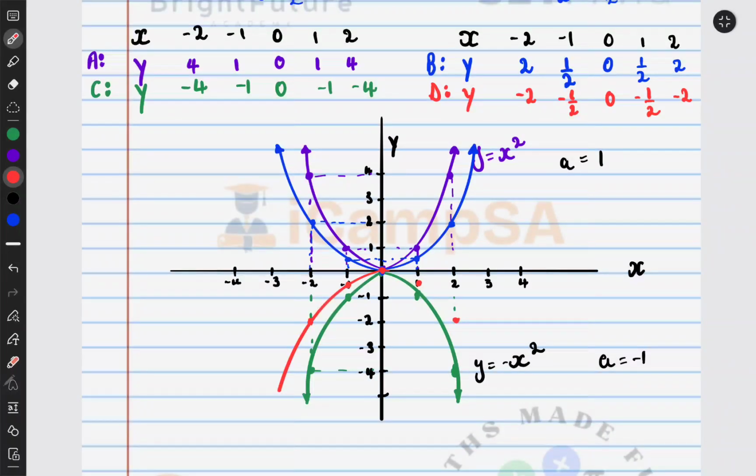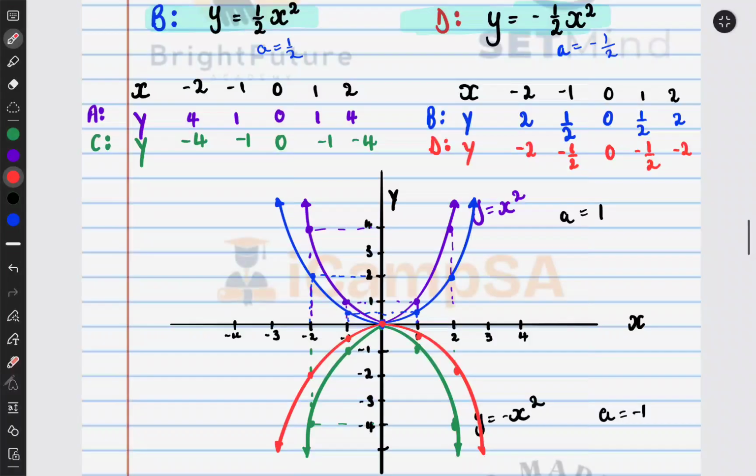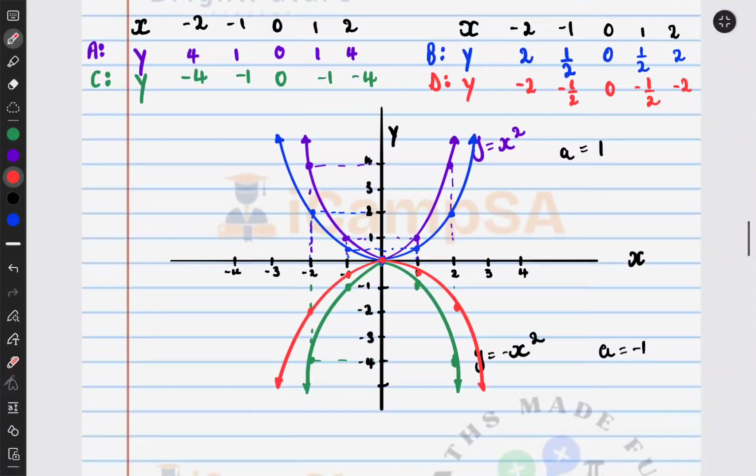Let's join our points. Okay. My bad. Negative 2 and 2. So yeah, and then let's come here.